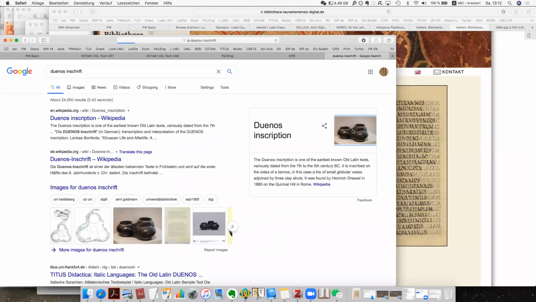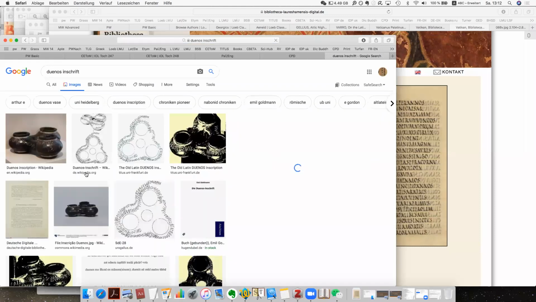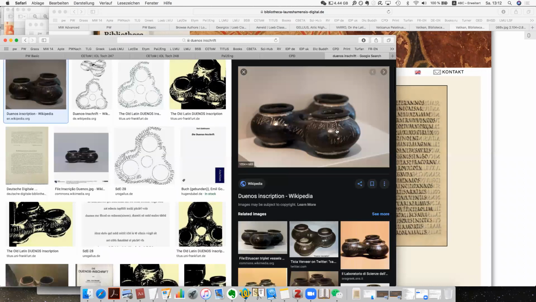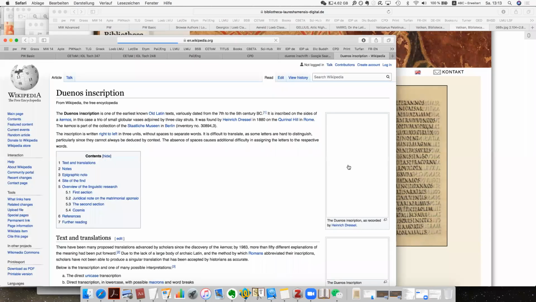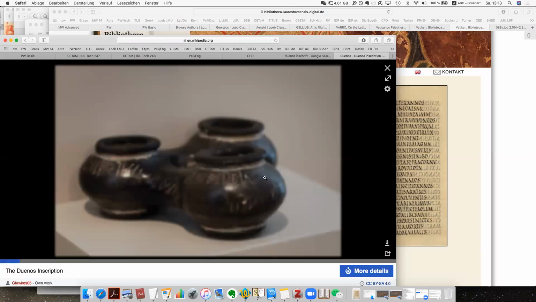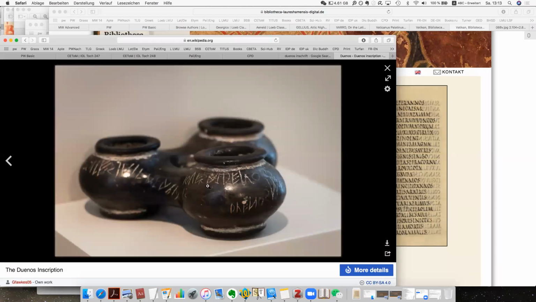So it's a kind of three parts connected together, and you find the inscription on the pot. So this is a Duenos inscription, and you find the information in... So this is the object. Okay. And we actually read from here, I guess.